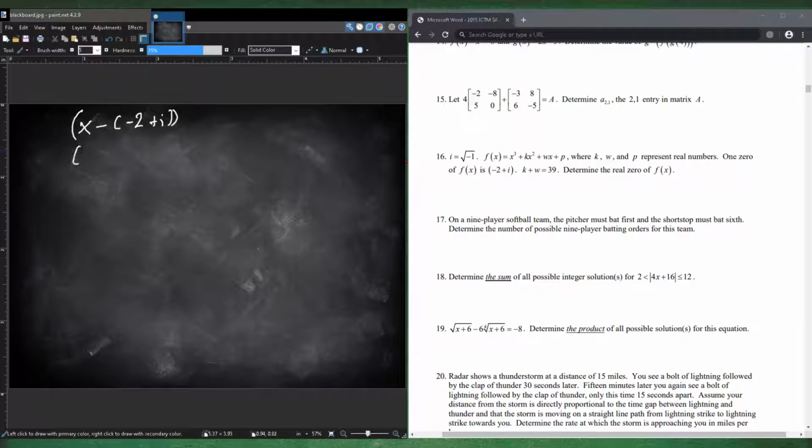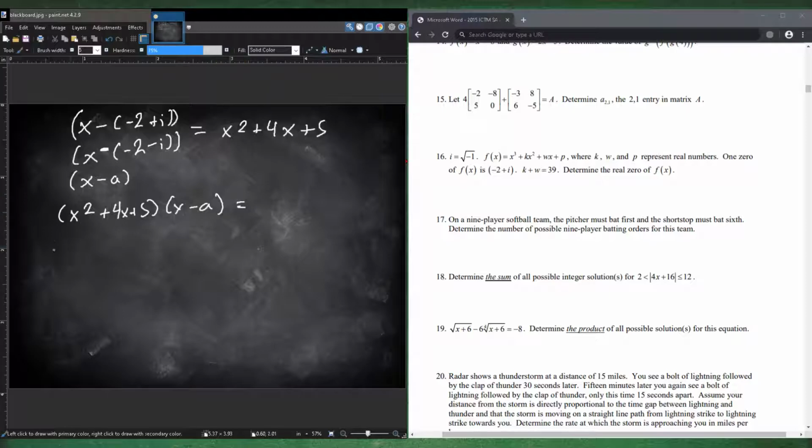Okay, so that means since they said it was real numbers, as usual, we use our complex conjugates, so negative 2 minus i. And we have one more, so let's just call that A, so x minus A. So multiplying these two, we get x squared plus 4x plus 4 minus i squared, so that's plus 5. Okay, and then we have to multiply that with x minus a.